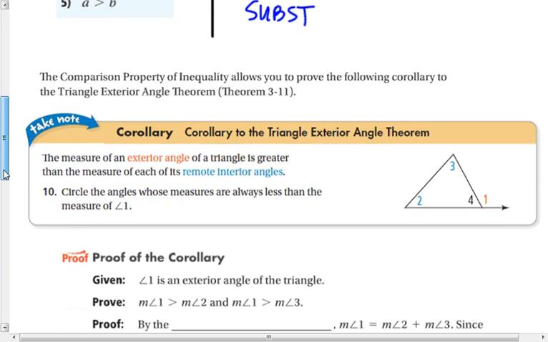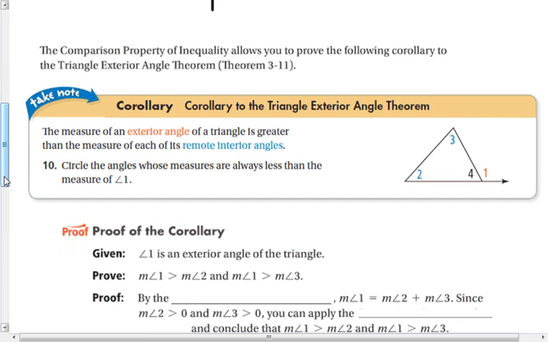All right, and a corollary to that deals with triangles. The measure of an exterior angle of a triangle is greater than the measures of each of its remote interior angles. And that's because the two angles add up to the exterior angle. Remember that from the triangle exterior angle theorem. So since those two add up to the exterior angle, it must be greater than either one of those. So these two will always be less than that one.